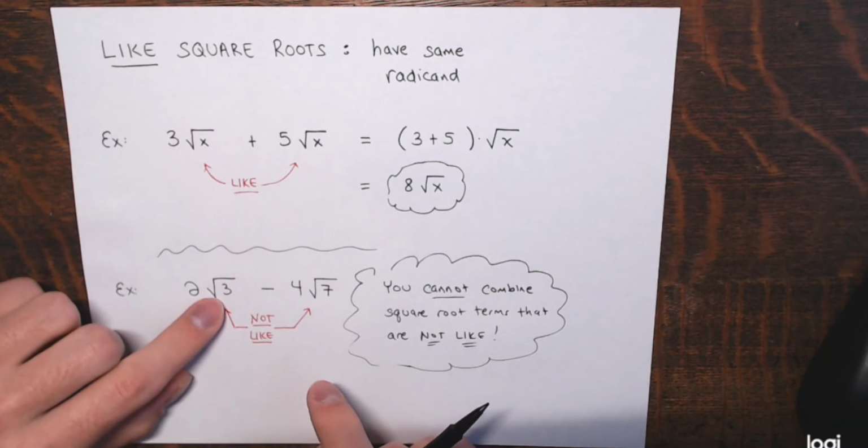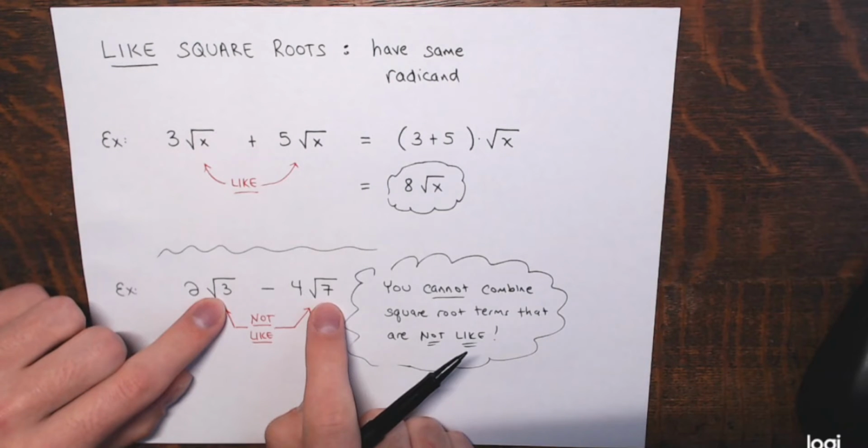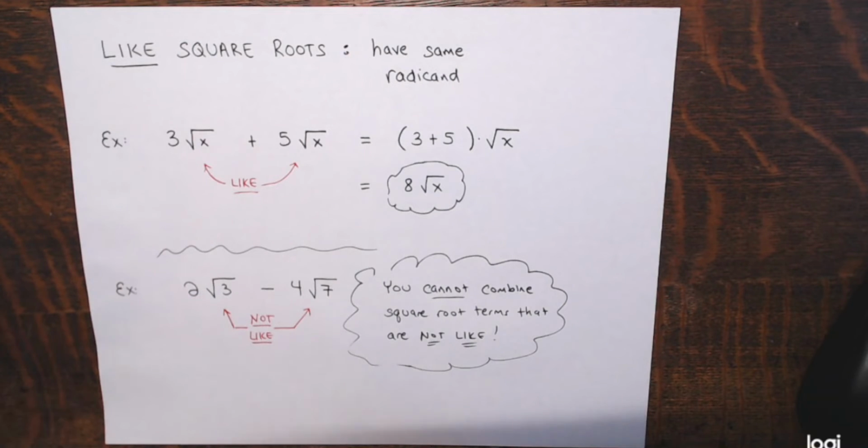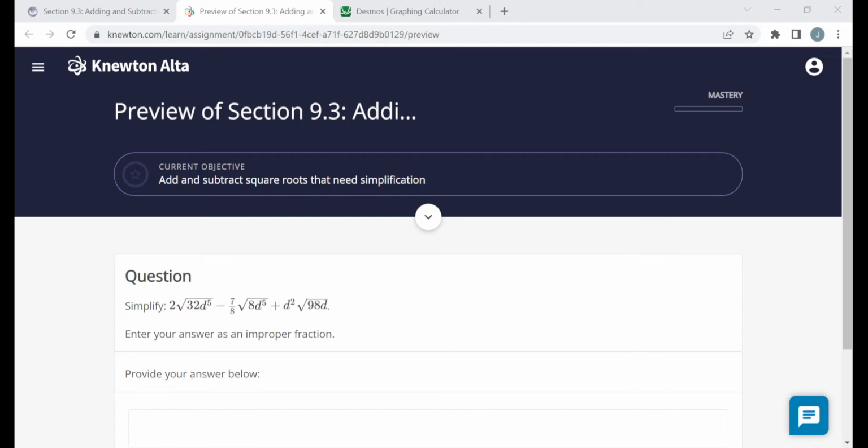Now the square root of 3 and the square root of 7 can't be simplified any further. There are no factors of 3 or 7 that are perfect squares other than 1. But that's what this objective is about. We're asked to add and subtract square roots that need simplification. So we're given an expression where the square roots are not like, but then after we simplify the square roots, and I'm assuming you've gone through sections 9.1 and 9.2, so I'm assuming you know how to simplify square roots.